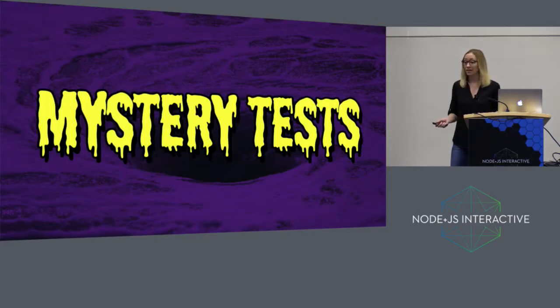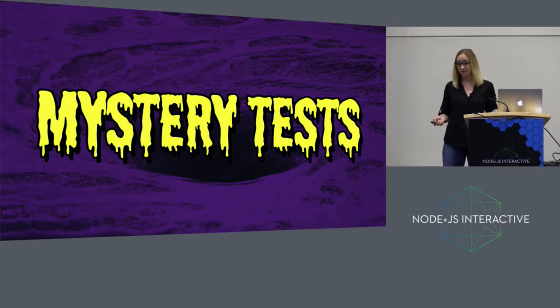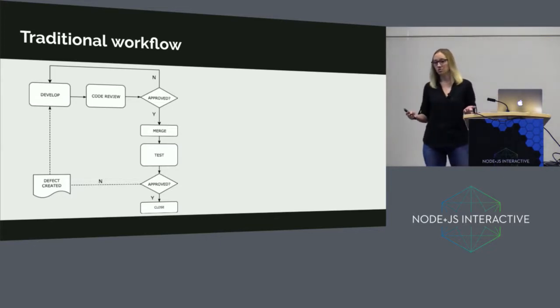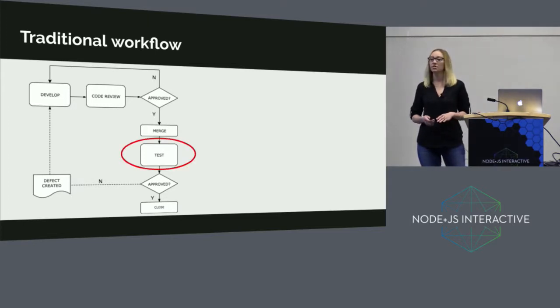And that brings us to our next horror story, which is mystery tests. So back to that traditional QA workflow. Let's say you have this type of strategy where you develop, you go through code review. Once it's approved, it gets merged into whatever branch. And at this point is when it goes to testing.